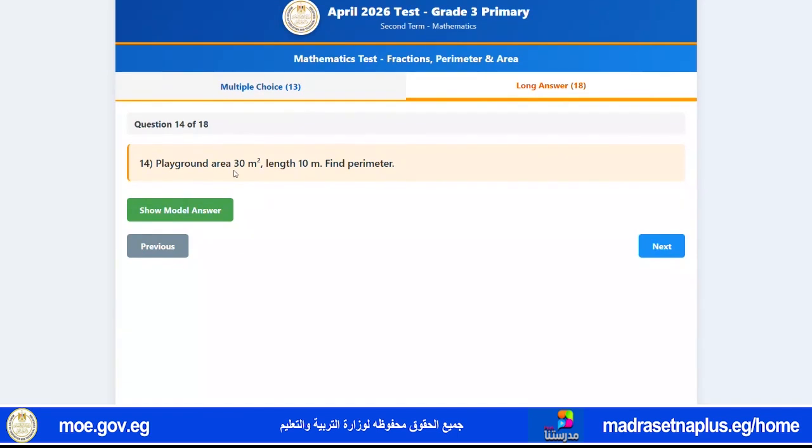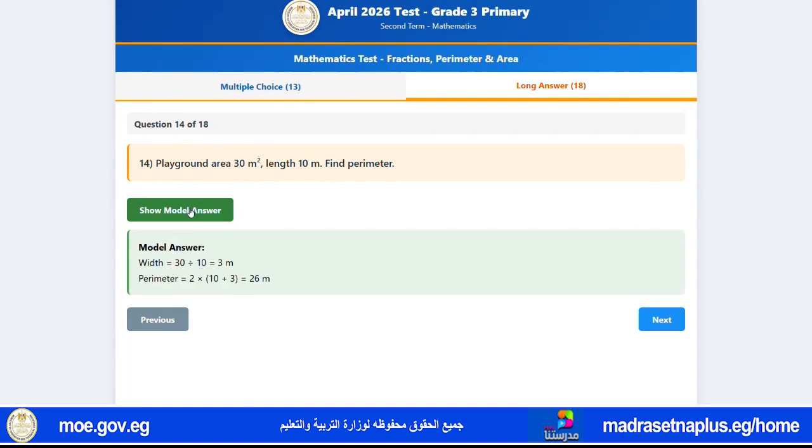When you have width, it's easy for you to get the perimeter. Why? The perimeter equals 2 times length and width. Let's see the answer. Yes, first step, find width, because I need width to get the perimeter. Width equals what? 30 divided by 10 equals 3 meters.